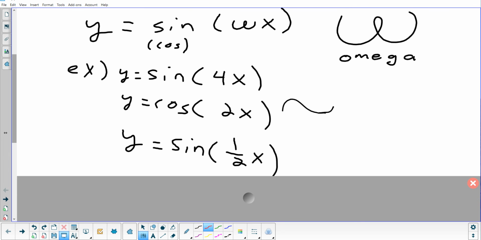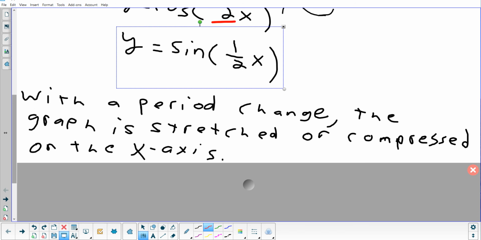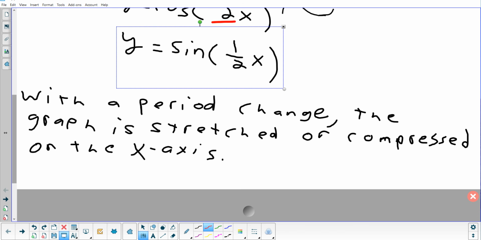This one would compress as well. Okay, not as much, but it would compress it by a factor of 2. And what do you think 1/2 would do? Stretch it. It's going to stretch it. And it's going to stretch it out twice as much. So it's going to make the graph twice as long. So with a period change, we are stretching and compressing along the x-axis.